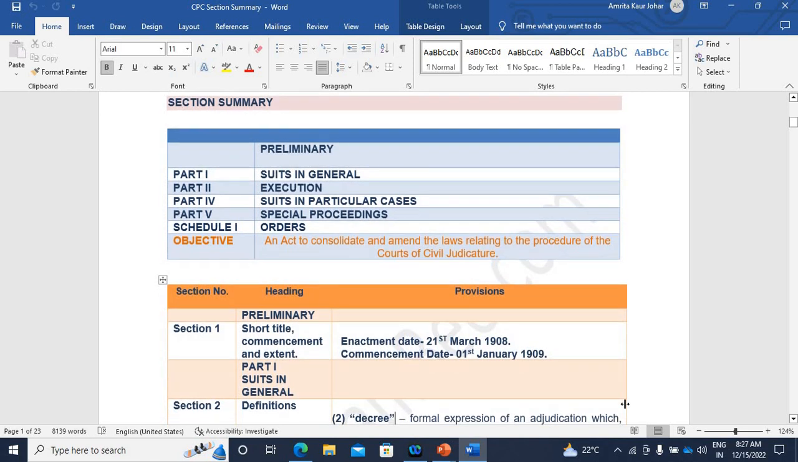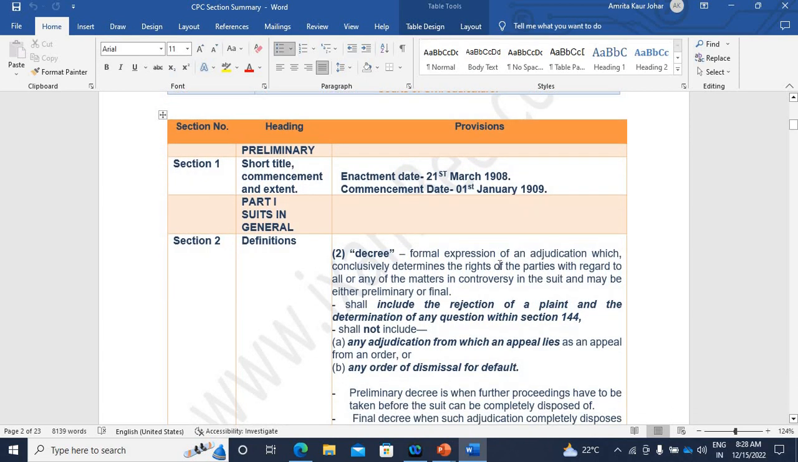The objective, if we are looking at CPC, is that it is an Act to consolidate and amend all the laws and procedure that were prevailing at that time relating to the procedure that has to be followed by the courts of civil judicature.